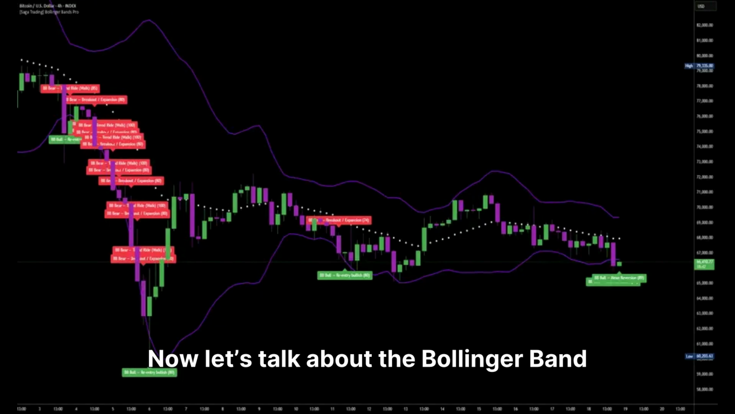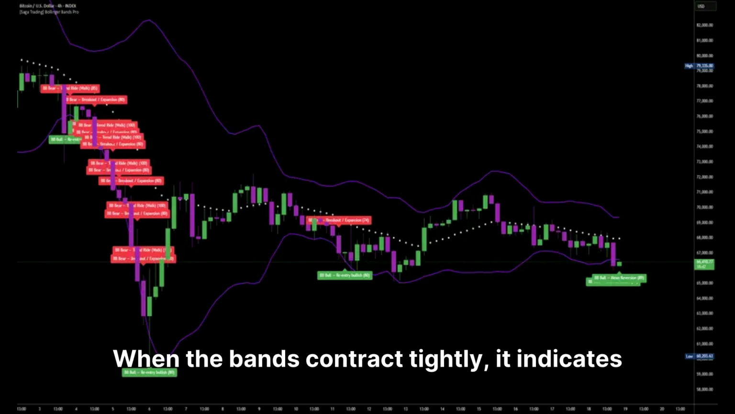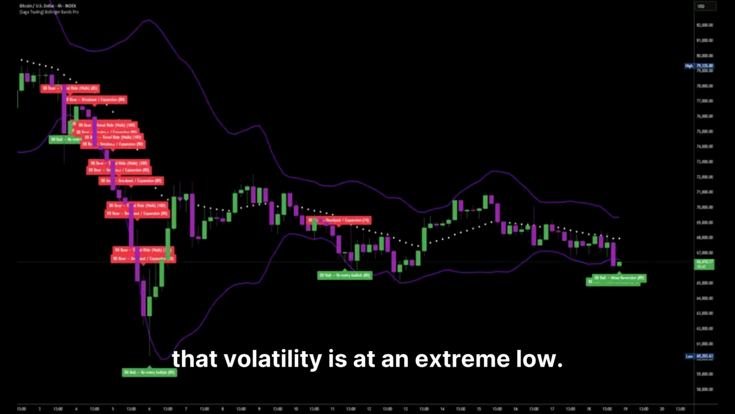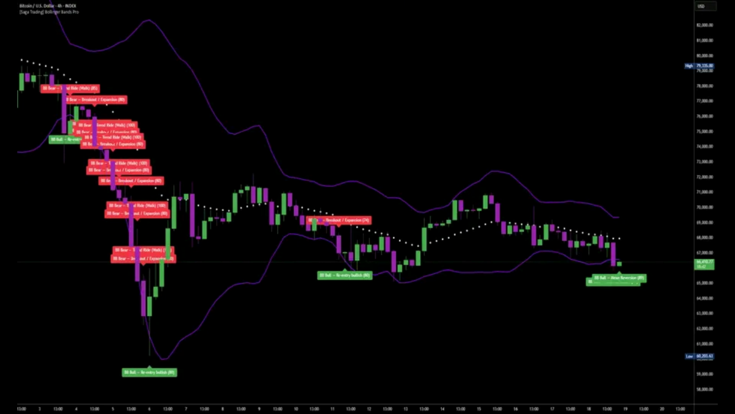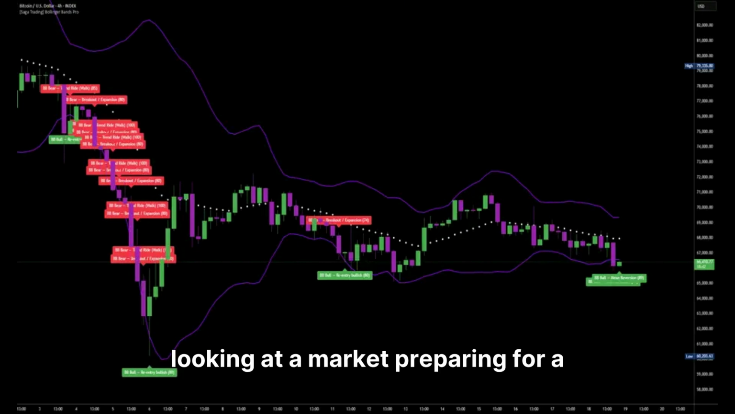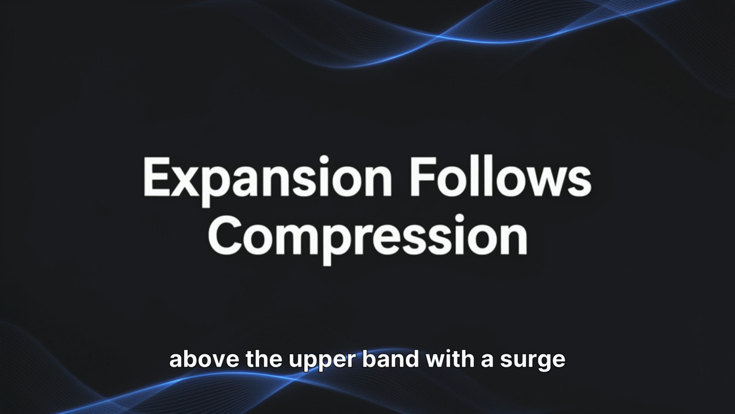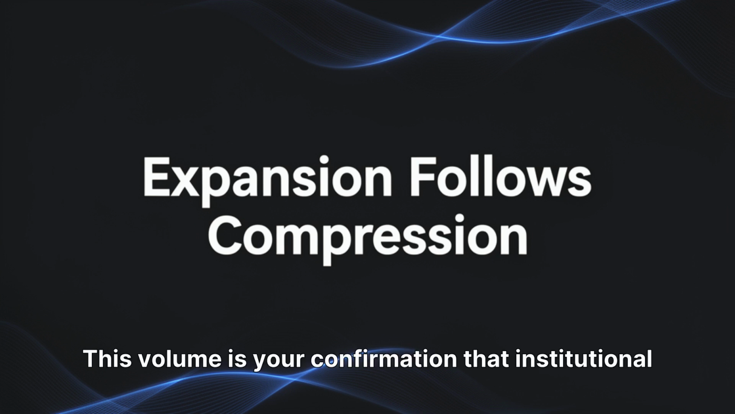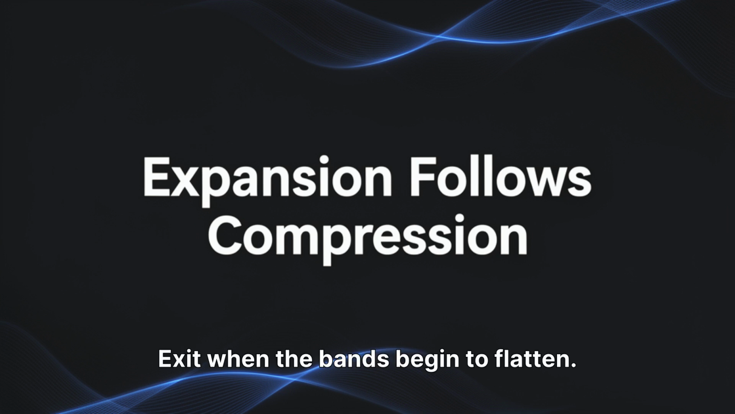Now let's talk about the Bollinger Band squeeze, one of the most powerful concepts in technical analysis. When the bands contract tightly, it indicates that volatility is at an extreme low. Expansion always follows compression. When you see a squeeze, you are looking at a market preparing for a massive breakout. The rules for the squeeze are simple. Wait for the bands to reach their narrowest point. Then, wait for the price to break above the upper band with a surge in volume. This volume is your confirmation that institutional money is behind the move. Enter on the breakout. Exit when the bands begin to flatten.